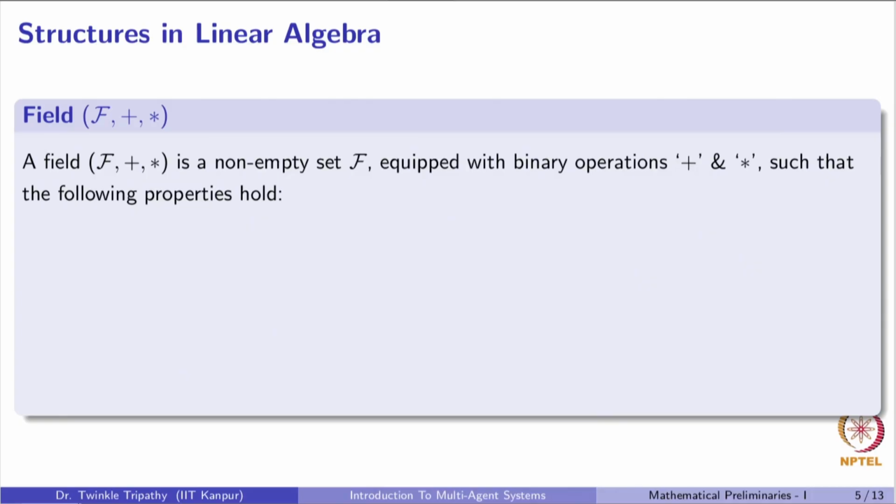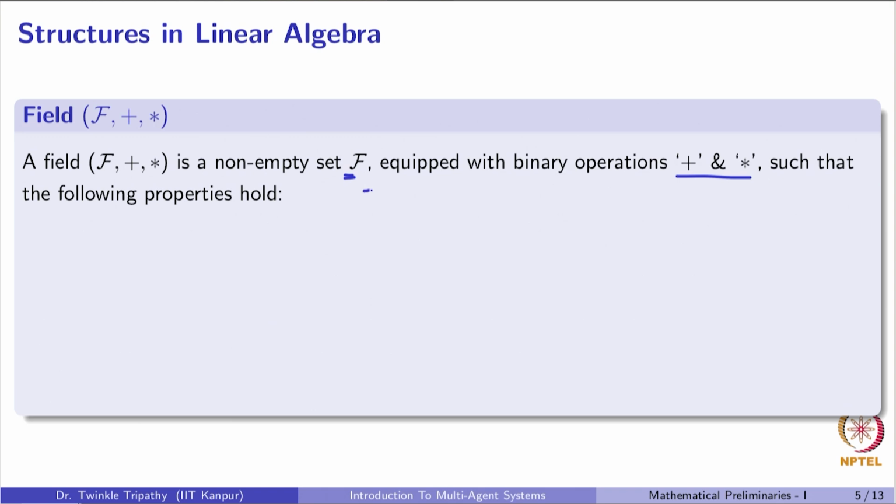Let us now look at the third structure, which is of a lot of importance to us. We will keep talking about fields, and the fourth structure will be the vector spaces. So, these two structures are something that we'll keep talking about. So, let us now discuss what exactly is a field. A field is a non-empty set F. Again, it is equipped with two operations. The first one is addition and the second is multiplication.